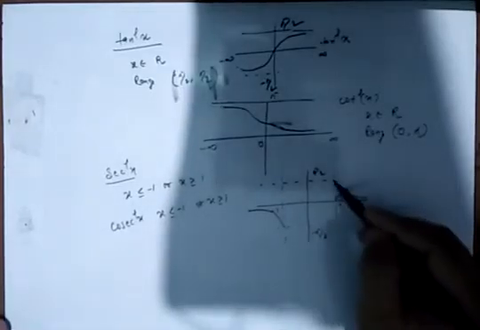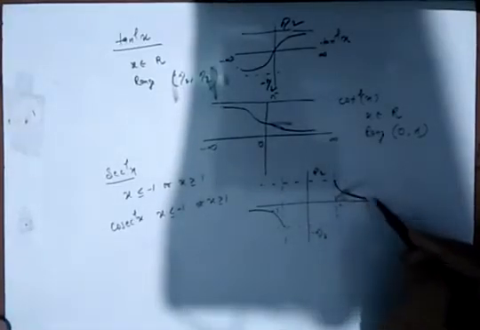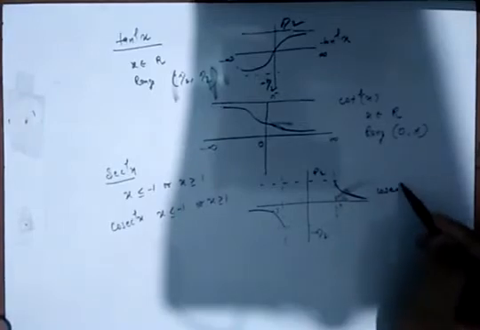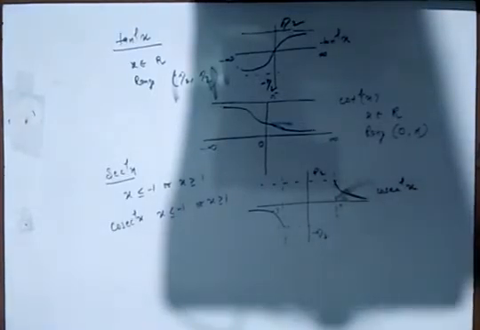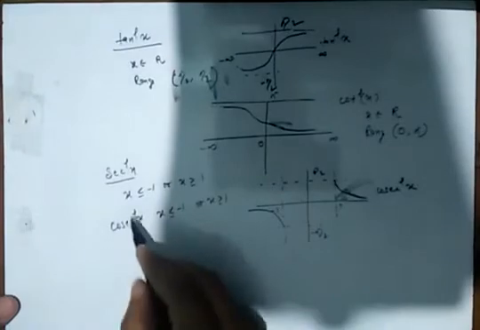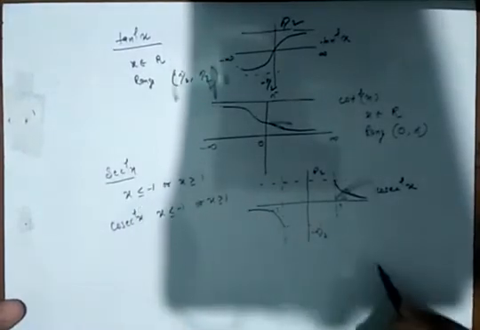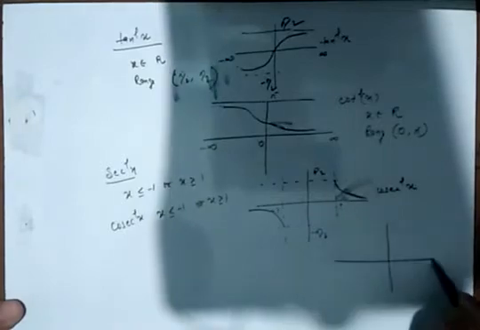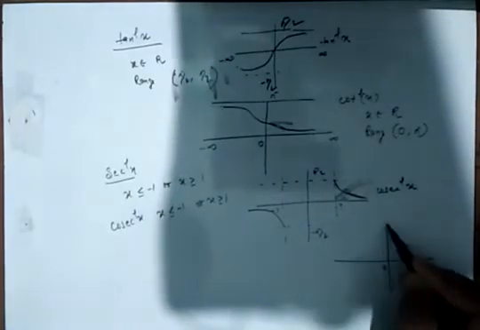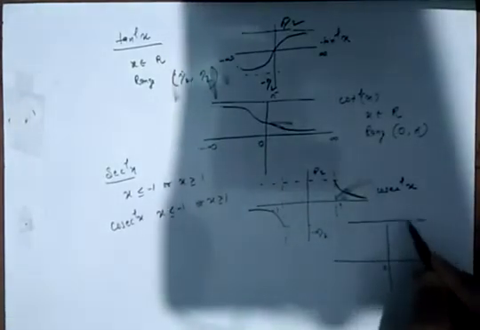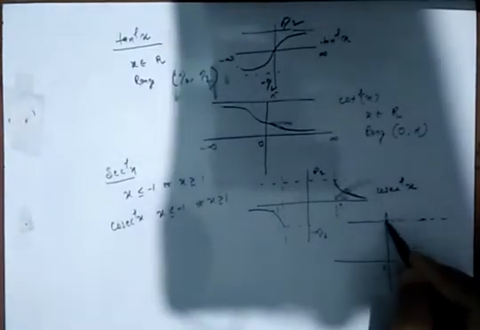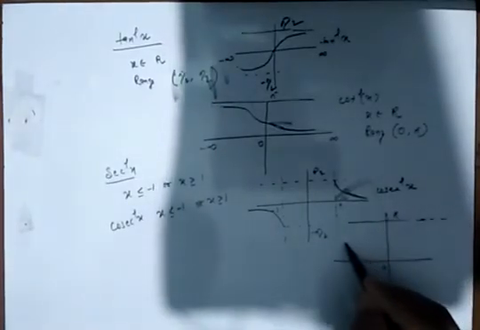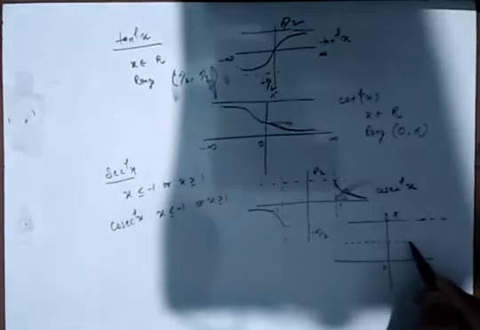So this is the function of cosec inverse x. In a similar way you can find sec inverse x. What you can see here is the sec inverse x function, from 0 to pi, the entire range from 0 to pi, but not including the point pi by 2.